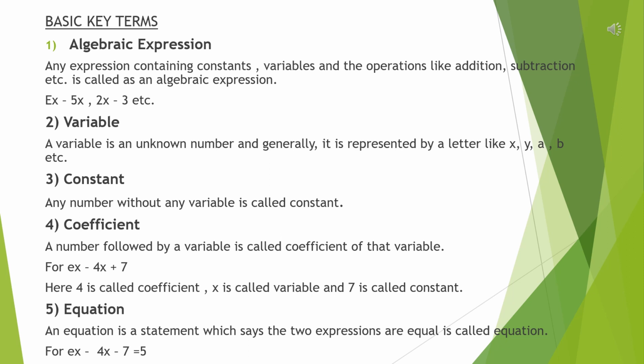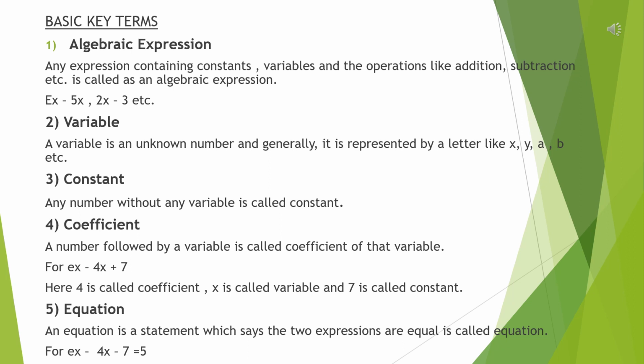Now let's understand with this example. 2x minus 3. In this expression, x which is unknown is called variable. We can represent it by any letter. And 3 is constant because it is independent of the variable.